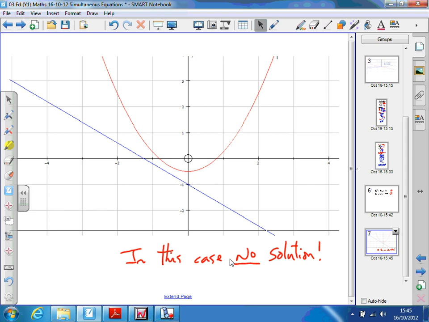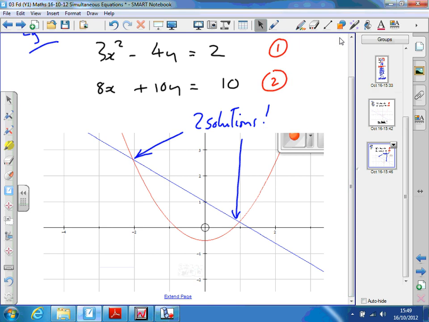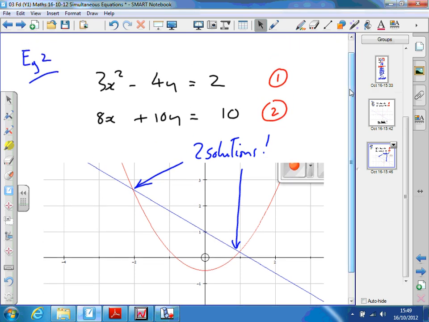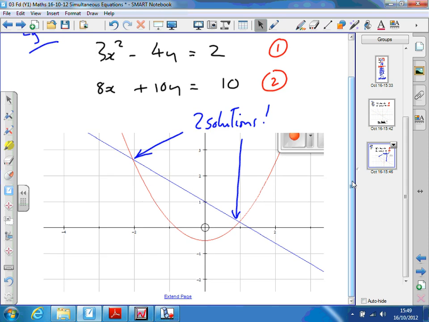Let's try another example. In this example 2, where we just changed the 10 to a positive 10, we find that now the lines do cross, so we do have a solution. In fact, there are 2 possible solutions. So let's go through that and see why.